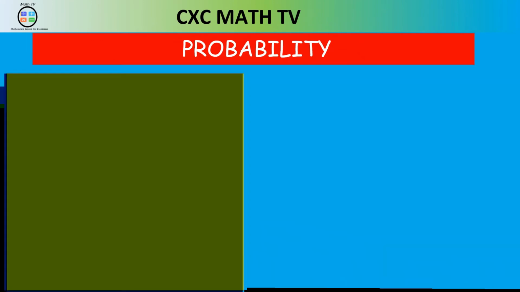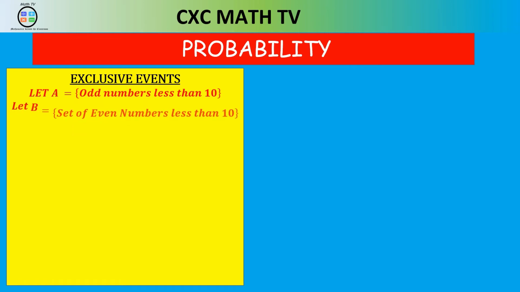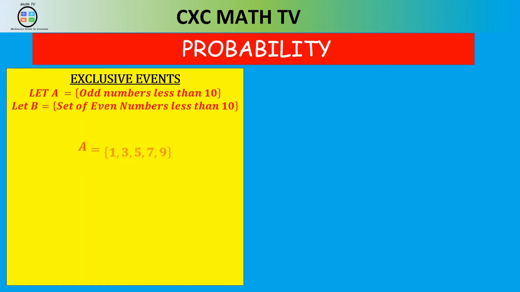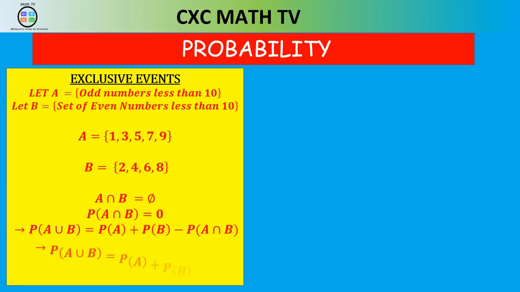Let A represent odd numbers less than 10, and B represent even numbers less than 10. So A would be the set 1, 3, 5, 7, 9, and B would be the set 2, 4, 6, 8. So A intersect B is a null set, and so the probability of A intersect B is 0. So look at that. If you use the union law, the probability of A union B is going to be equal to the probability of A plus the probability of B minus the intersection. But the intersection is 0.